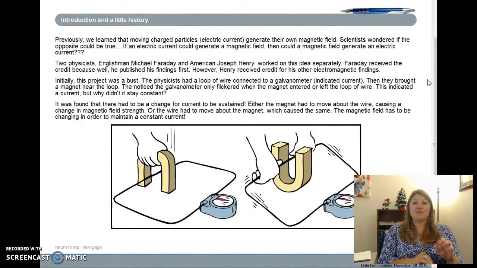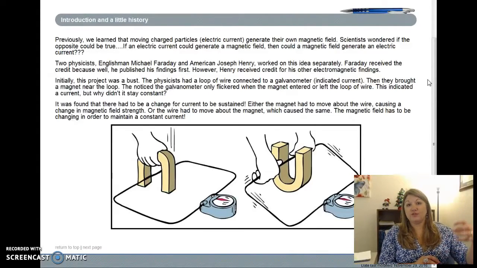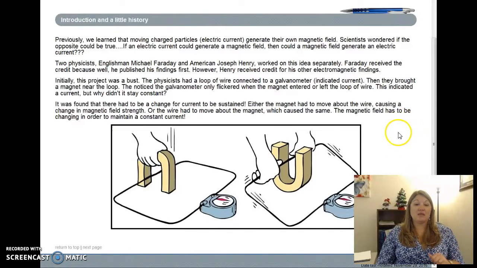What they found was that the magnetic field had to be changing. The strength of the magnetic field changed as it got closer or further away from the wire, because distance, as we learned with Coulomb's law, has a direct effect on field strength. So the magnetic field has to be changing to cause an electric current and in order to maintain it.